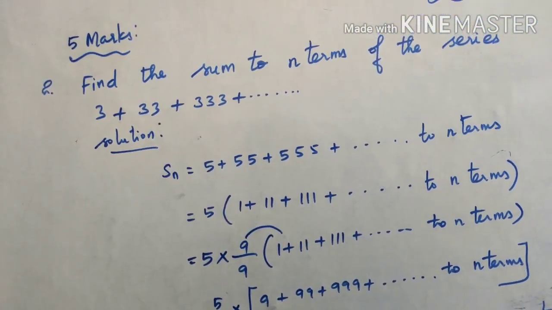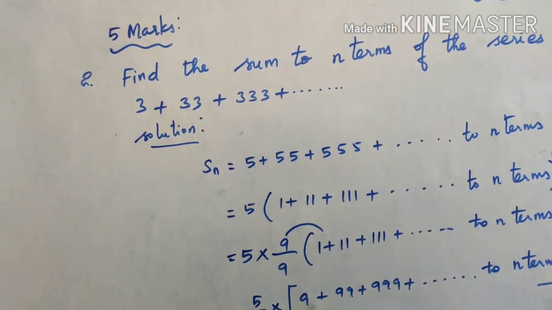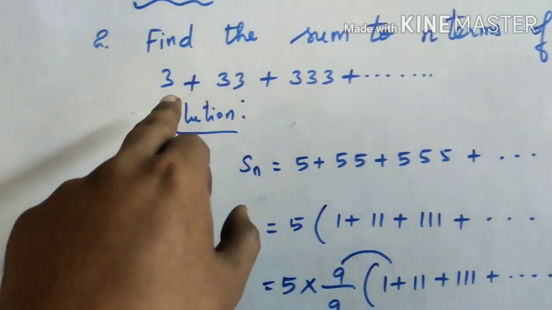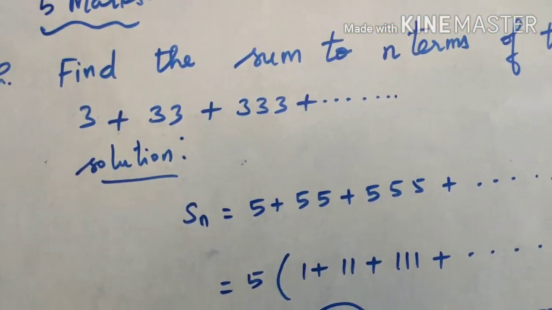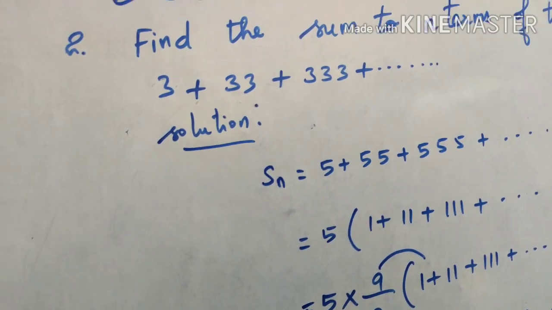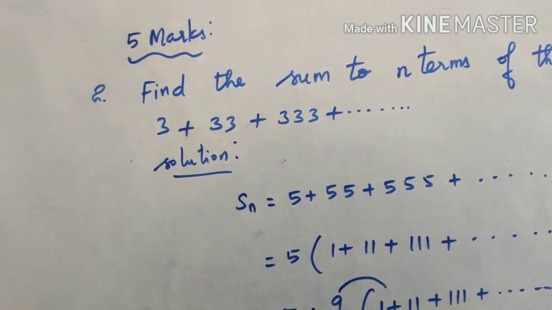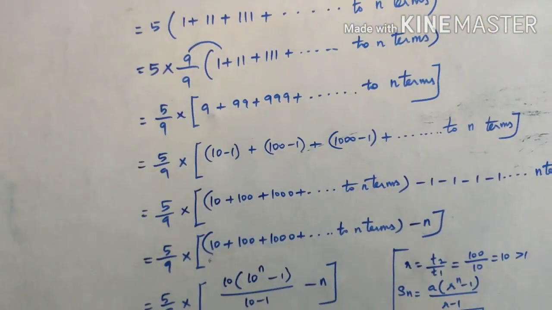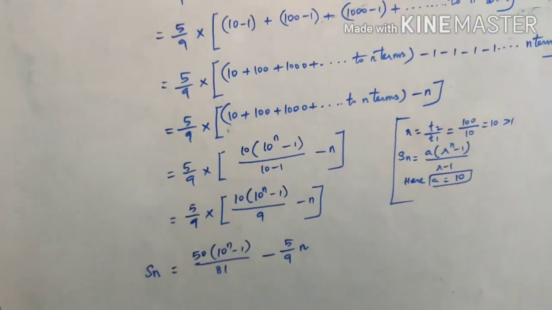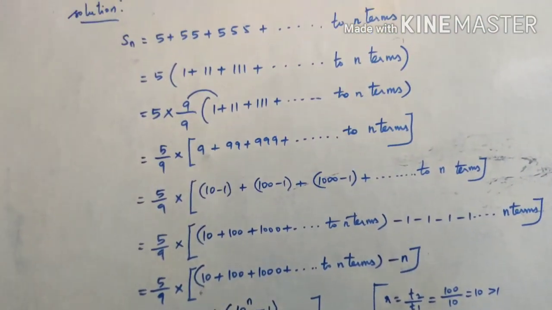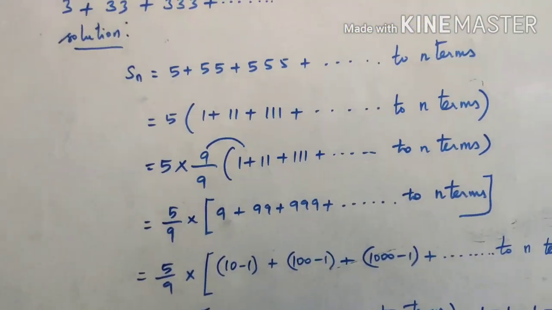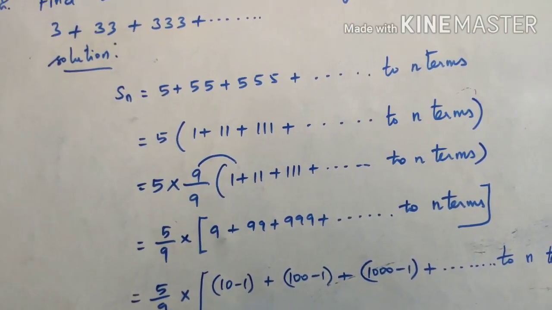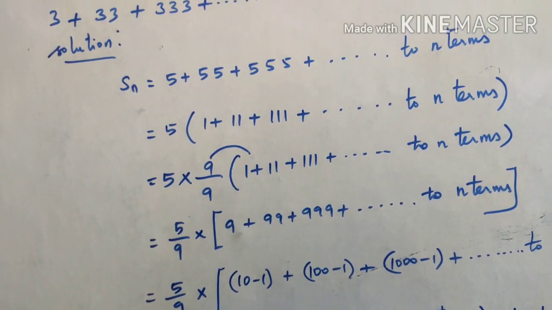Okay, now next we are going to see another sum, the 5 marks. See here, the same model. Find the sum to n terms of the series 3 plus 33 plus 333 plus dot dot dot to n terms. Last sum was 5 plus 55 plus 555, this is 3 plus 33 plus 333. Now see here, I didn't erase the sum. I am not going to do the entire sum. Just I am going to alter the previous sum, so that you can understand that both are same model.